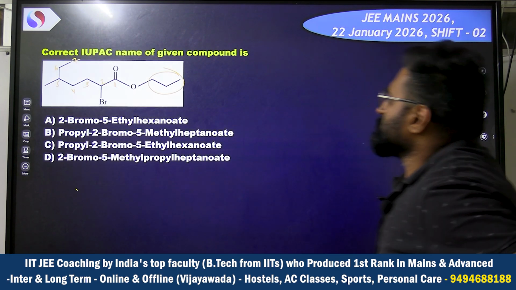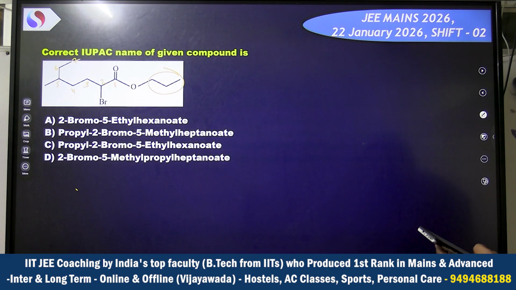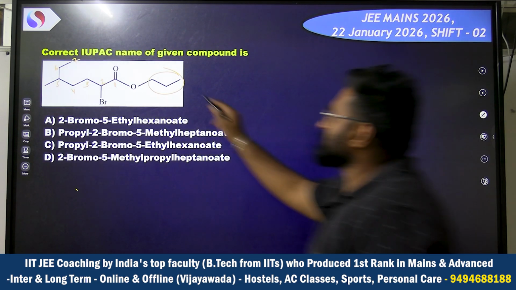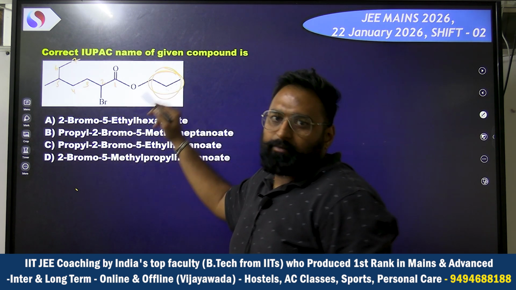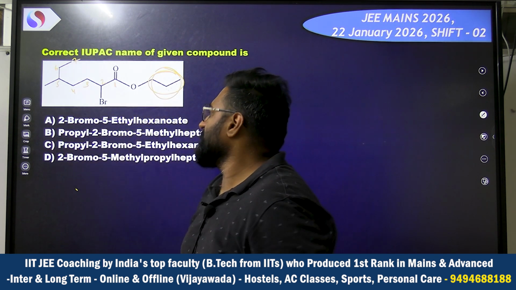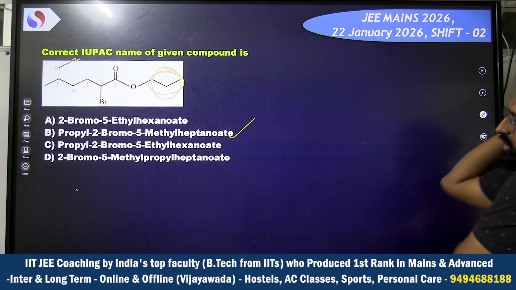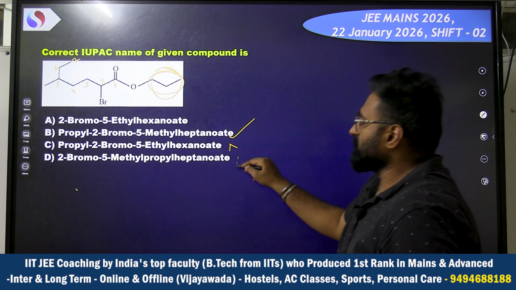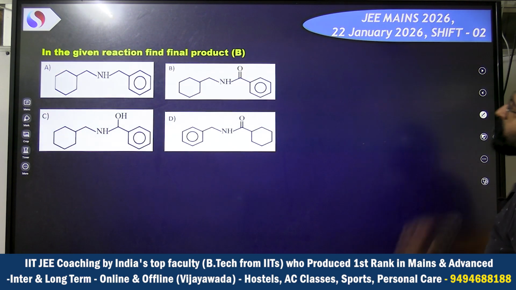Now what is the correct order? The first is obviously incorrect. Second, propyl 2-bromo 5-methyl heptanoate. This is correct because this group we have to write before. This is our primary branch, so we have to write it before our actual branch. So the second option is correct. The third option is incorrect again, and the fourth option is again incorrect. So the second option is correct for this question.